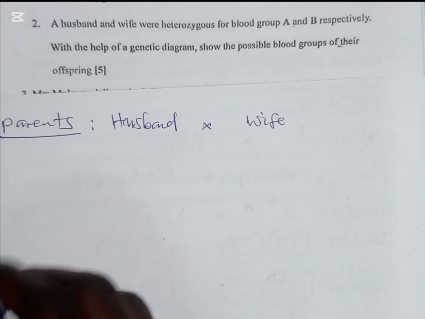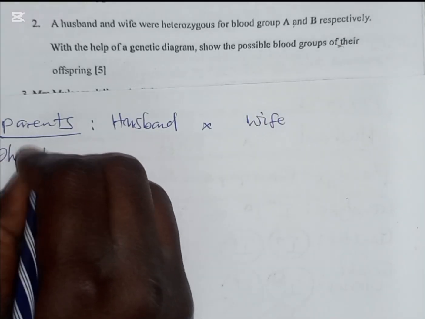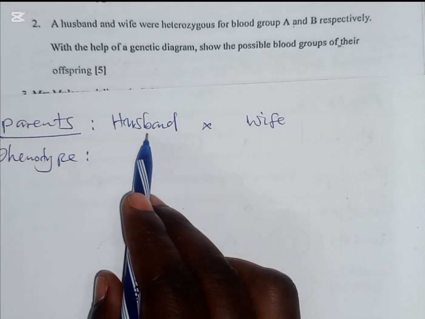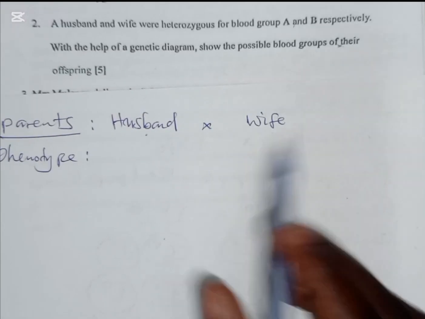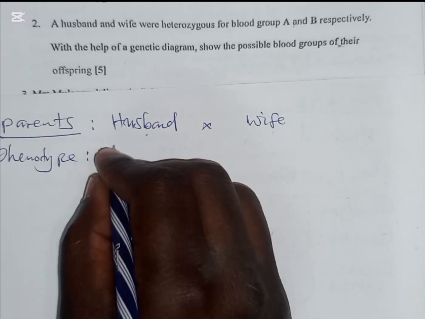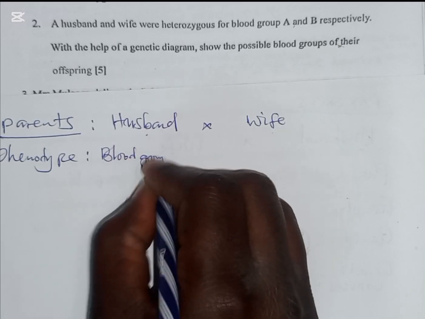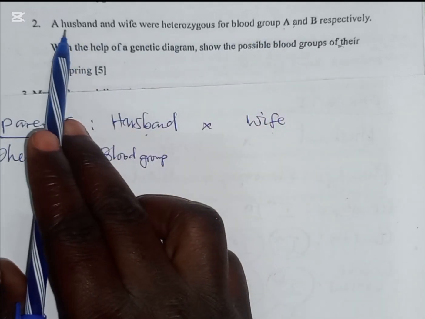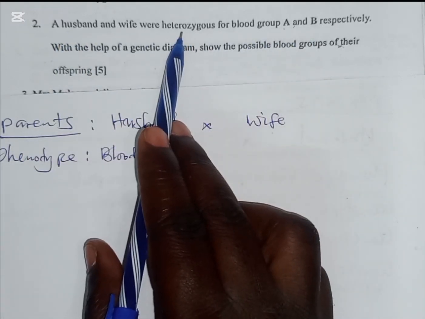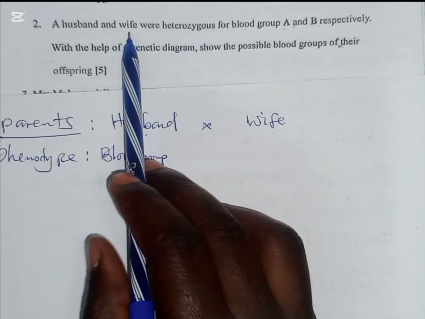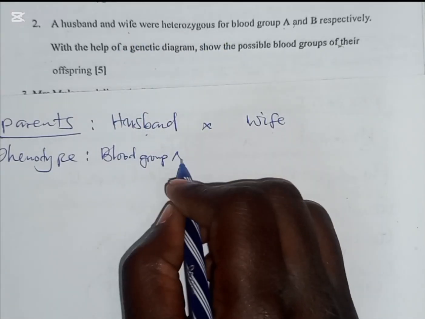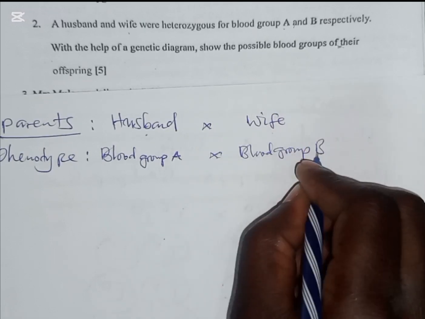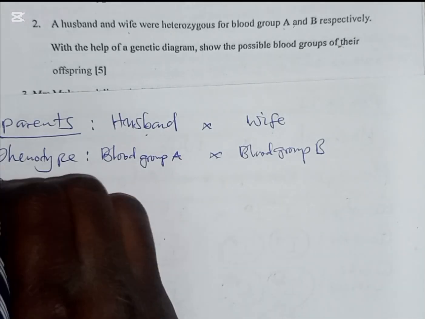From parents, we come to the phenotype. We need to write down the phenotype for the husband and also for the wife. The phenotype in this case is going to be blood group. Remember, we are told it's respectively, meaning that A goes with the husband and B goes with the wife. So blood group A, and here also blood group B. So what next? Genotype.